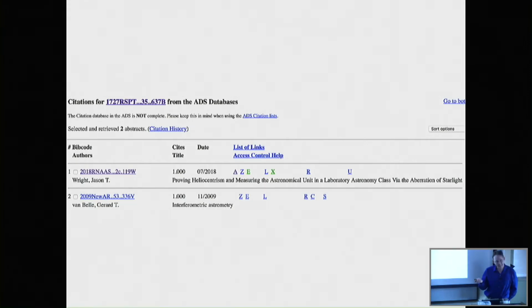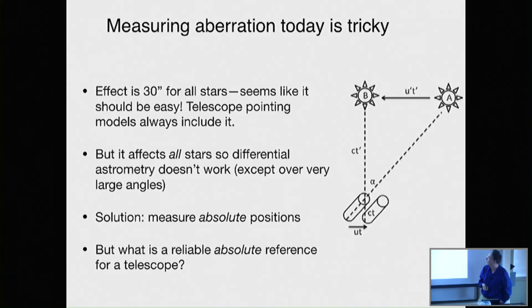So you'd think this would be easy to do. 30 arc seconds is easy, right? I mean, that's just pointing. Every telescope pointing model has it built in. We don't even think about it. But it's actually surprisingly difficult to measure in an absolute sense because we rarely trust absolute pointing. Radio telescopes do, but optical telescopes usually don't. It also affects all the stars in a region of the sky, so you have to have an absolute reference frame locally to make it work.